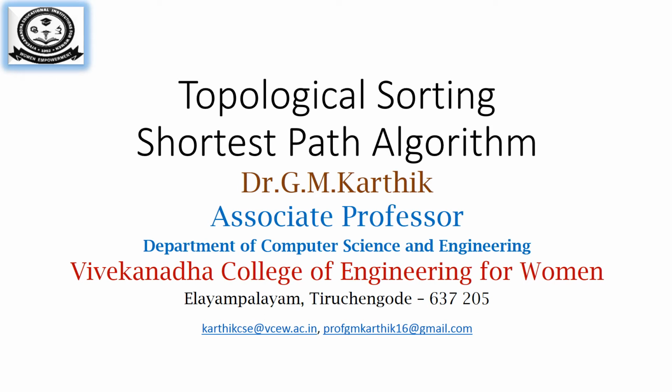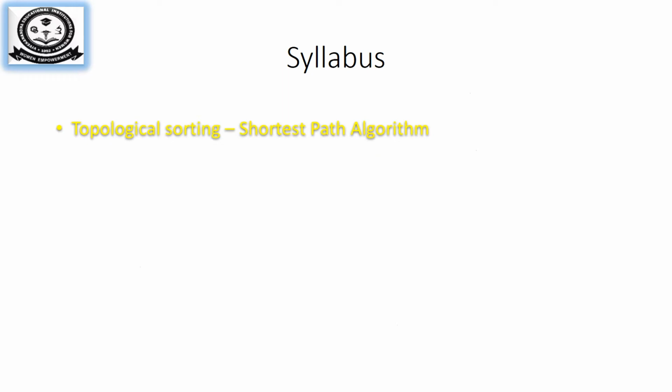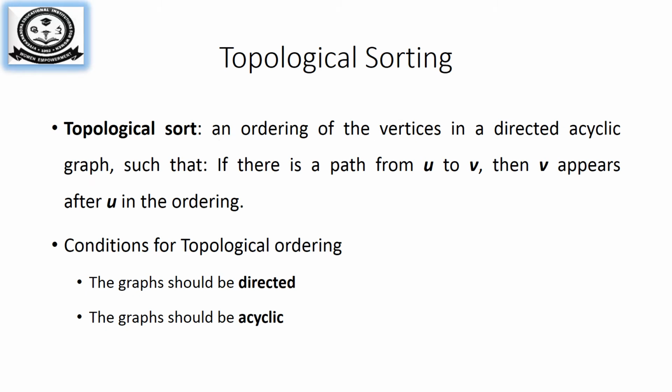Today's topic is about topological sorting and shortest path algorithm. So first we'll be seeing what is topological sorting. Topological sorting is nothing but ordering of vertices in a directed acyclic graph. So understand what is directed acyclic graph. A directed graph with no cycle is called directed acyclic graph.